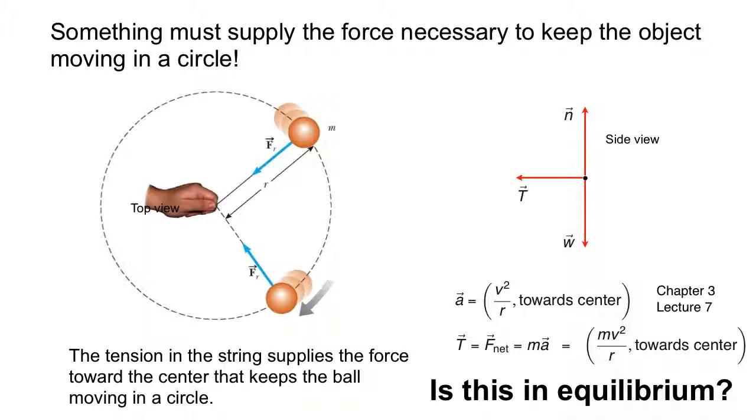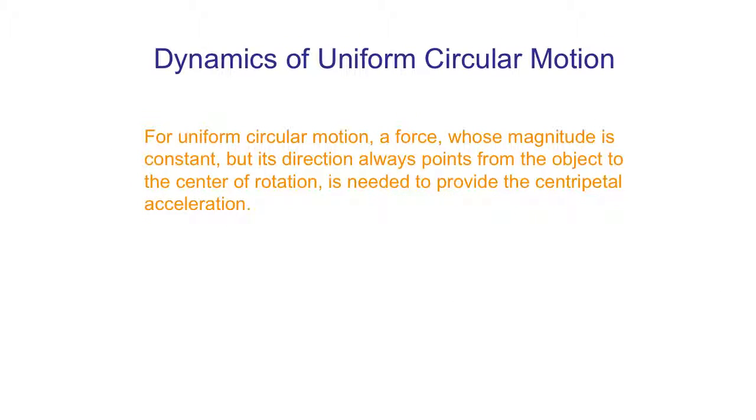It's an acceleration. And if you go back to these notes from kind of the second or third week, we derived this. If you remember, we summed the vector at t plus delta t minus the vector at t, and we saw that we could draw the acceleration towards the center. So we've seen all of this before. We have to be careful. This is not an equilibrium system, even though the speed is constant. So here's how this works, and we're going to show lots of examples, lots of conceptual examples. So for uniform circular motion, a force whose magnitude is constant, but whose direction is always pointed from the object to the center of rotation, is needed to provide that centripetal acceleration.